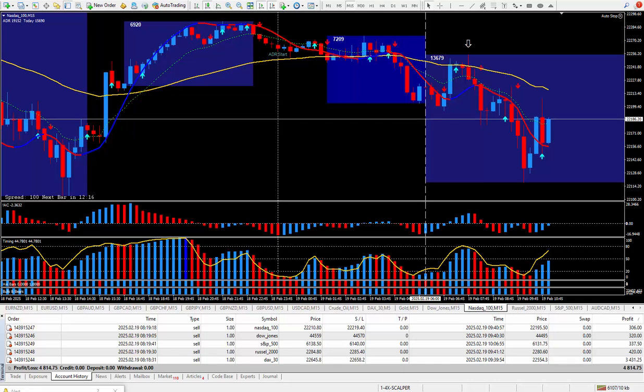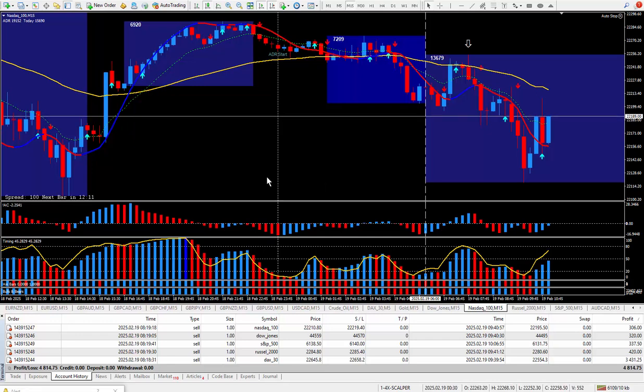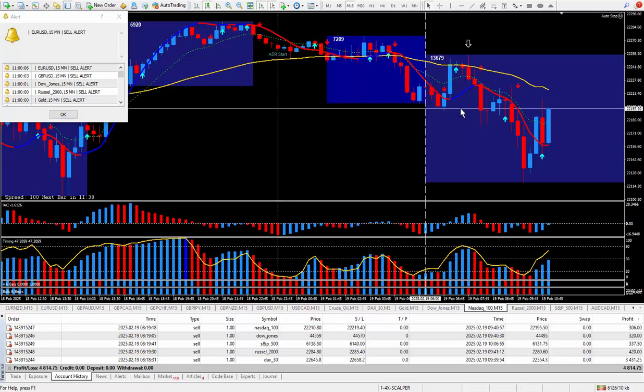Today's date is February the 19th and I'm using my brand new Forex Scalper trading system. This system has the Forex Scalper, that's this moving average that changes from red to blue. It also has the arrows, they're called the super signal indicator. Now you will get an audio sound and this pop-up box here suggesting to buy and or sell.